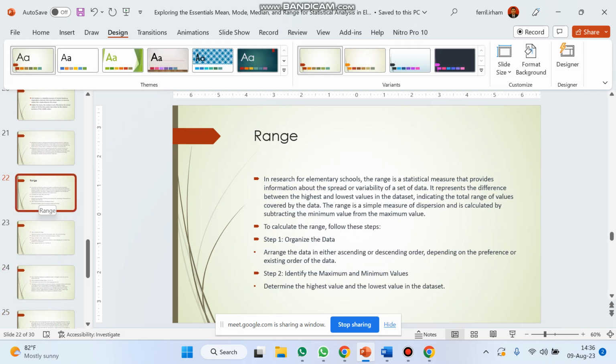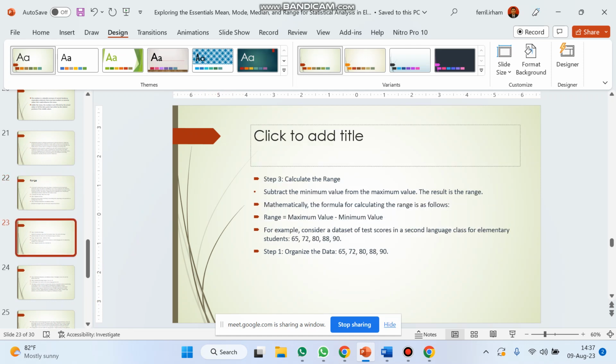And the last one is range. In research for elementary school, especially in tribal areas, the range is a statistical measure that provides information about the spread or variability of a set of data. So how to calculate it? The first step is to organize the data. Second, identify the maximum and minimum values. And third, calculate the range by subtracting the minimum value from the maximum value. Mathematically, the formula to calculate range is the maximum value minus the minimum value.